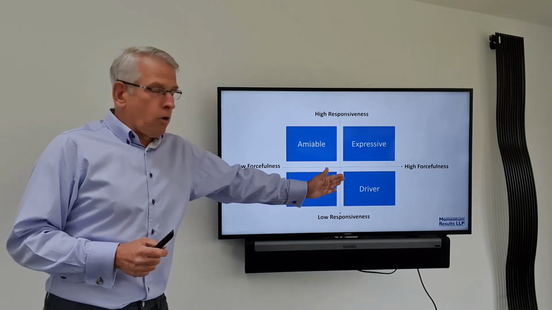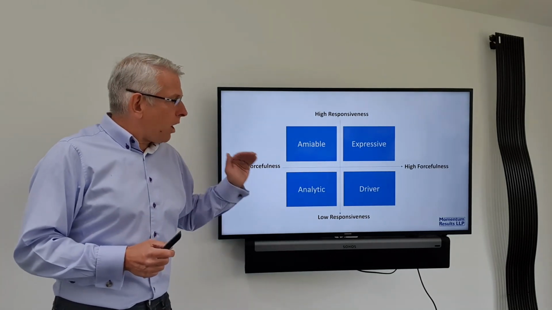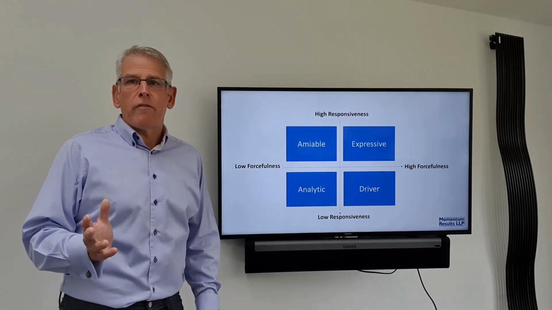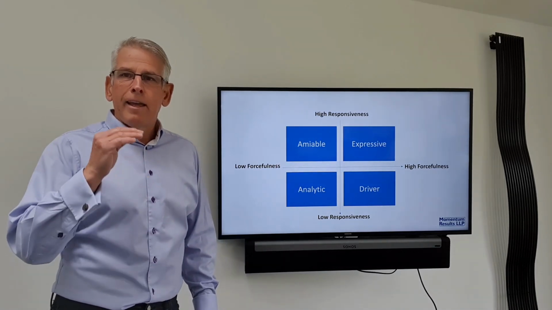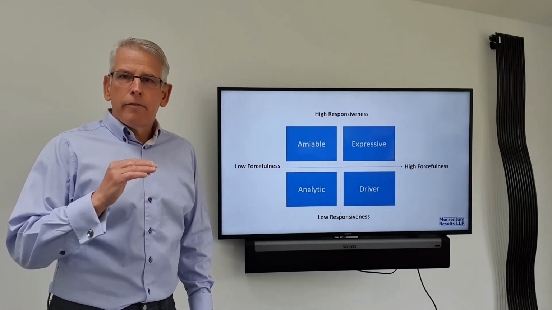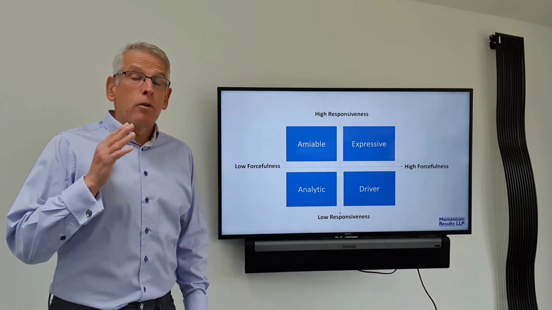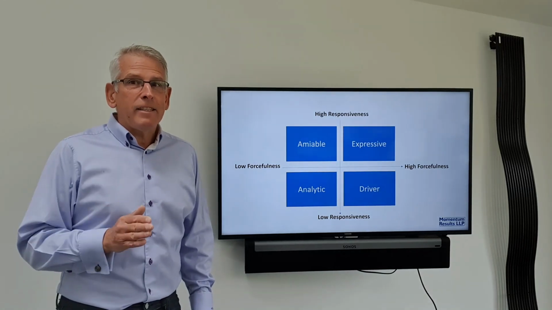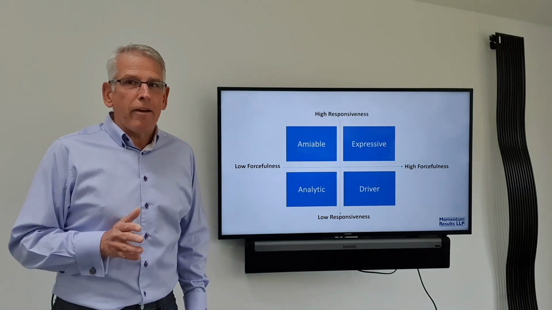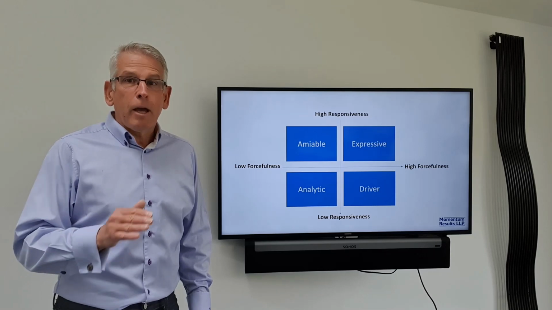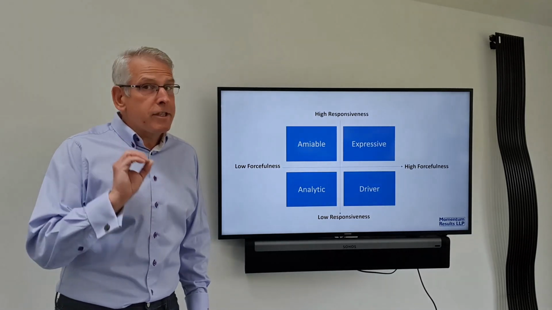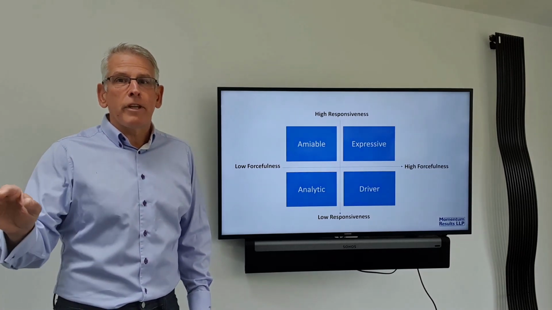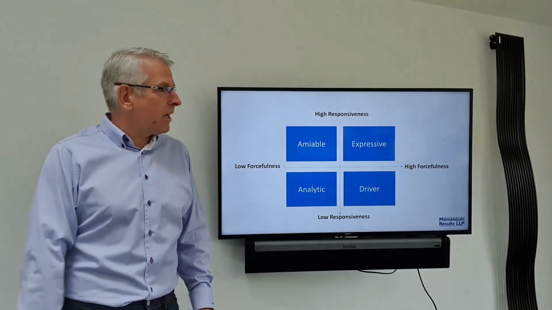In this bottom corner, someone who's quite low responsive, but highly forceful. And we call those drivers. Drivers are very clear, direct, firm. They can also be quite forthright, blunt, say it as it is. There's no niceties around it, very straight to the point. Can be very tenacious, very determined, but also can really cut through things, can be very direct, blunt, as I say.